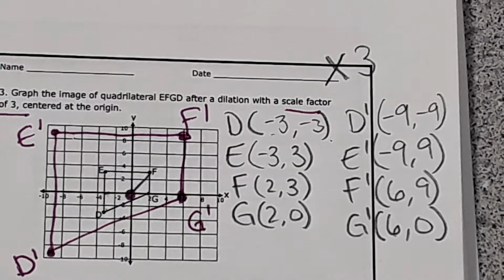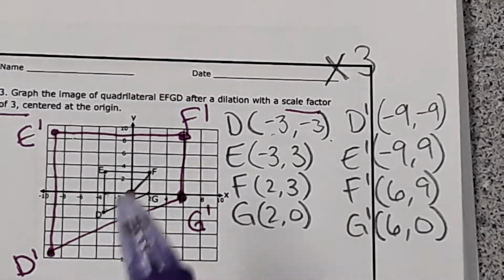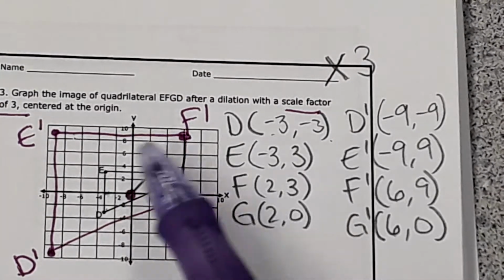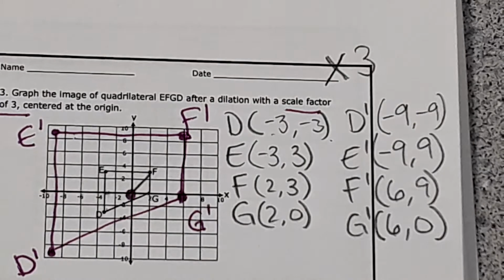There we go. So the new shape is 3 times the size of the original. Also, these points are 3 times the distance from the origin as the original points.